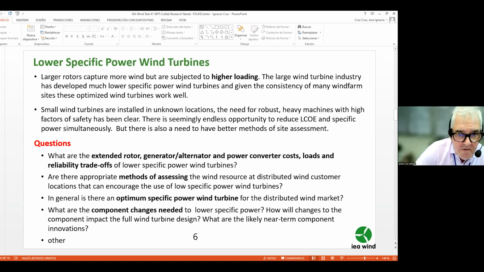Lower specific power wind turbines. So it's clear that larger rotors capture more energy, and in the big wind sector, so many lower specific power wind turbines have been developed, especially for sites with a moderate wind, which is the most standard situation all over the world. So this is really interesting.